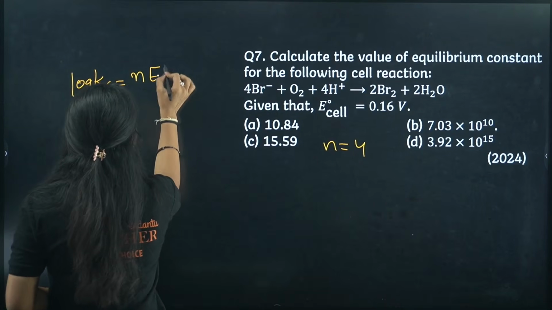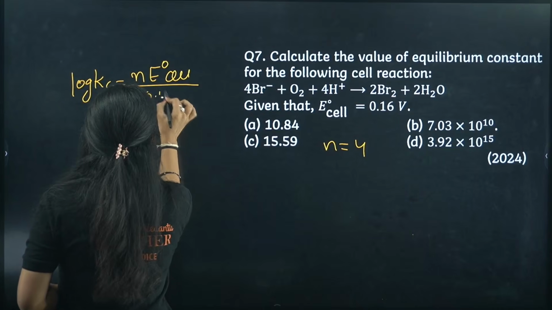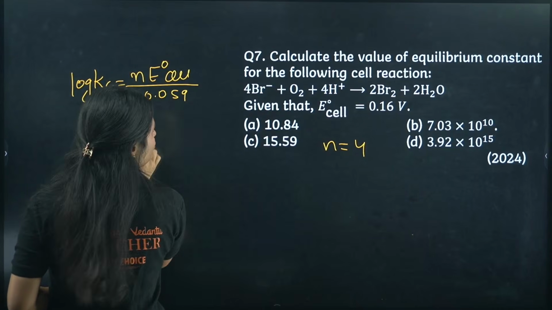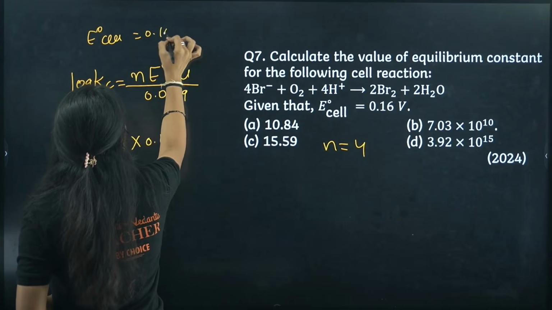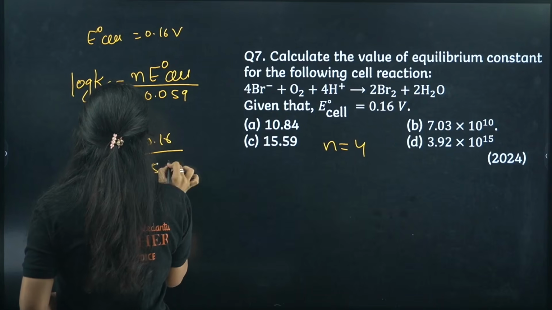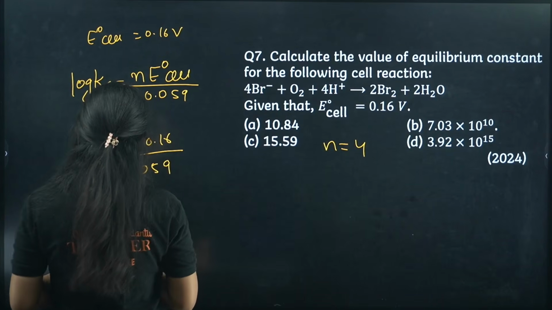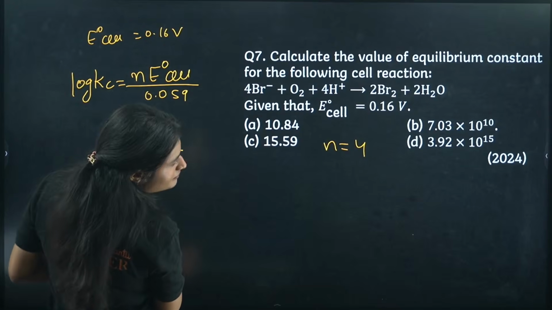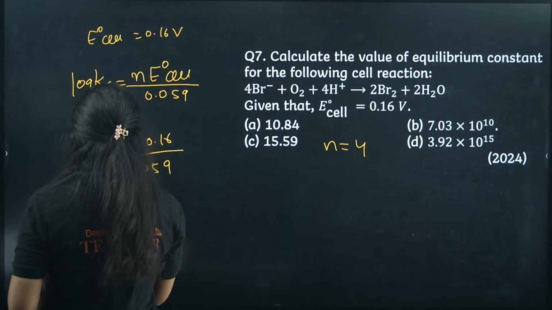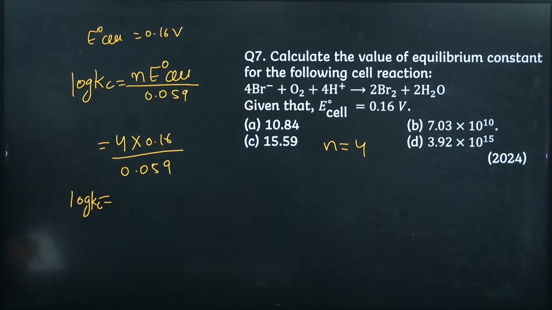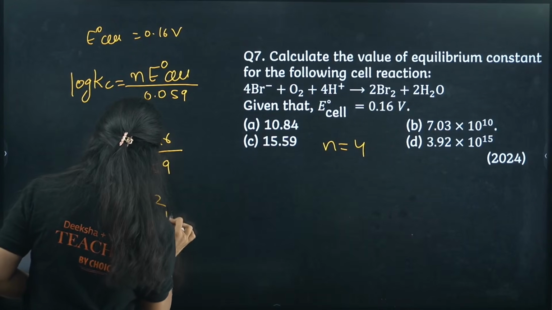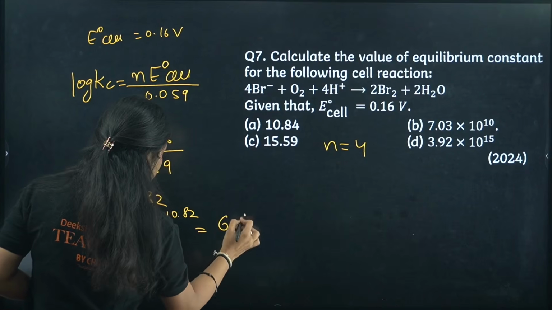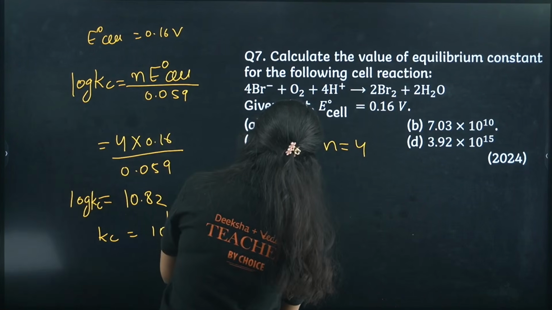So n, I'm writing straight away, E naught cell by 0.059. Let's substitute all the values. 4 times 0.16, as E naught cell is 0.16 volt, by 0.059. If we calculate it, log Kc will come out closely to, what will be the value for this one? For this one the value will come out around 10.82. Yes, the value will be 10.82, and if we take antilog, which is 10 raised to power 10.82, the value will come out around 6.6 times 10 raised to power 10.